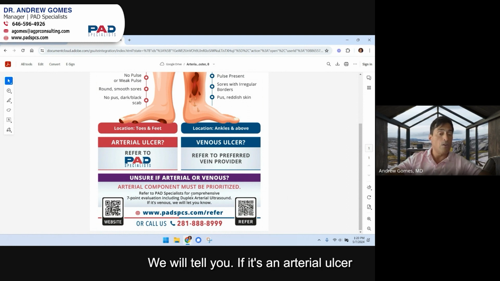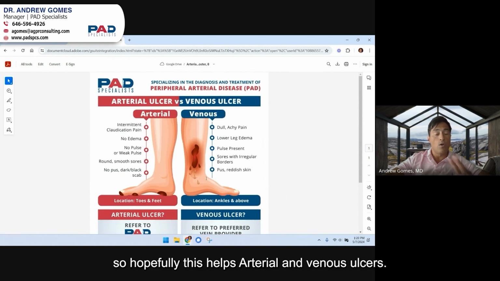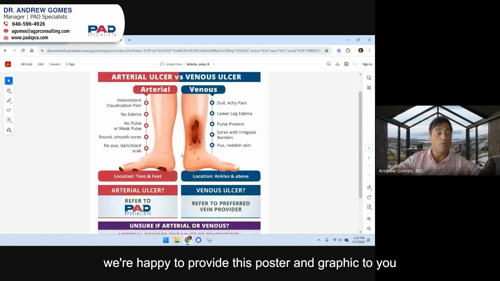We will tell you if it's an arterial ulcer, and then we'll do our procedure, or if it's mixed, or if it's venous, we'll tell you that too. So hopefully this helps, arterial and venous ulcers. We're happy to provide this poster and graphic to you.